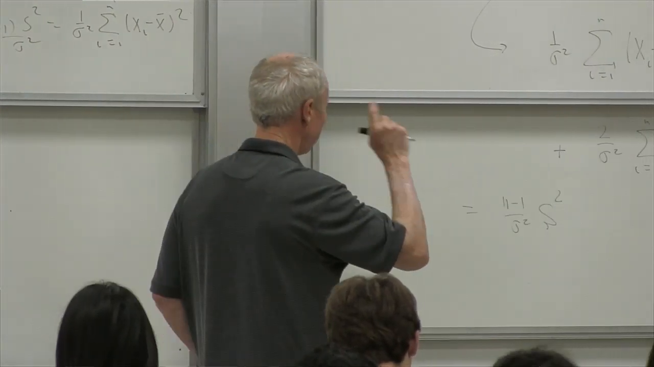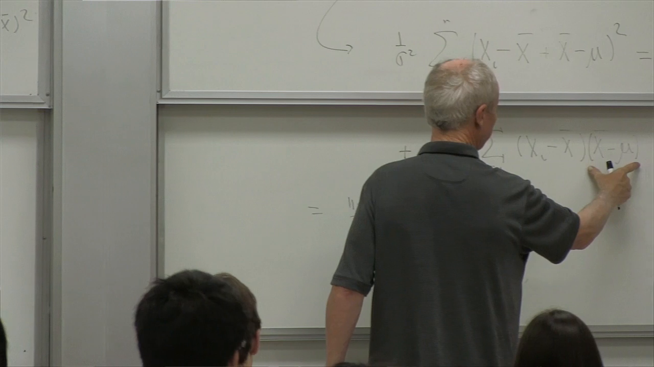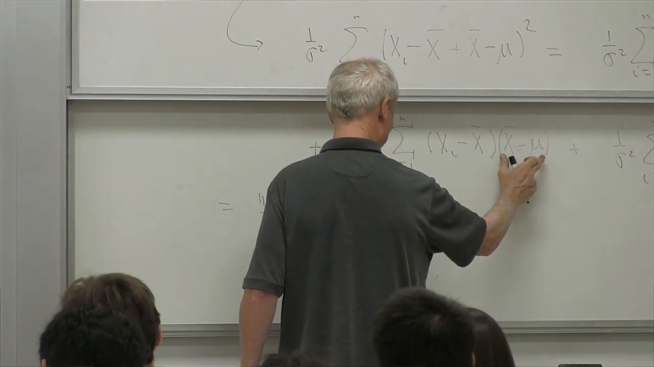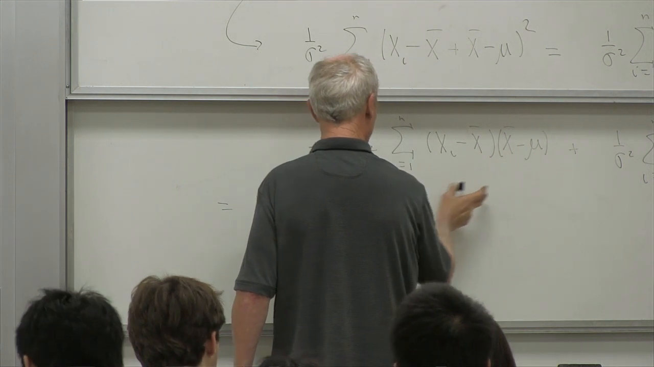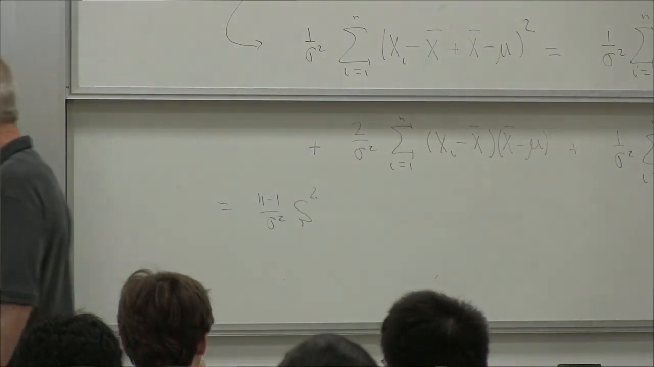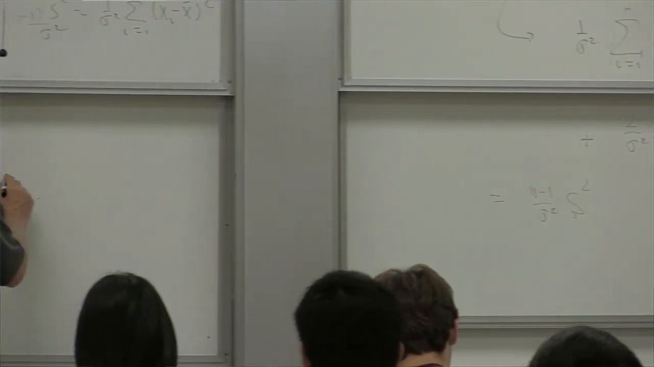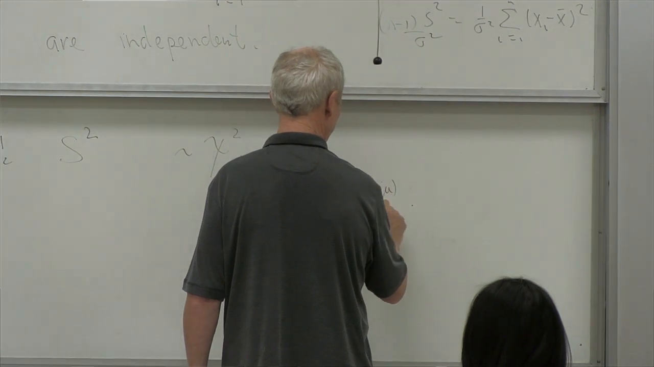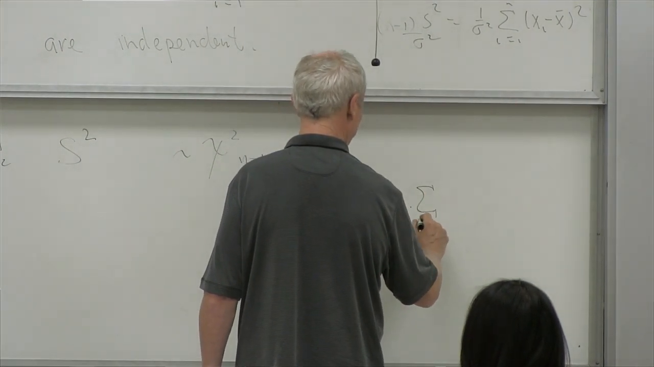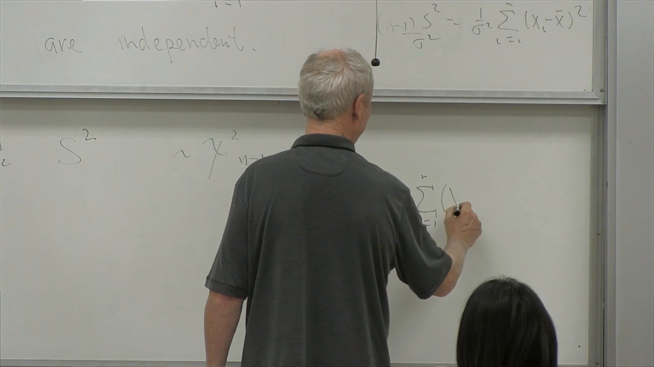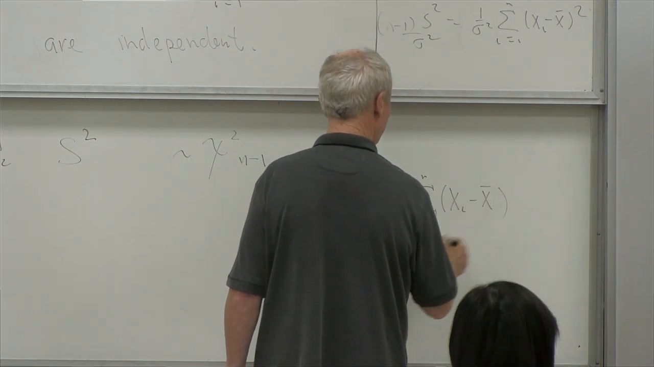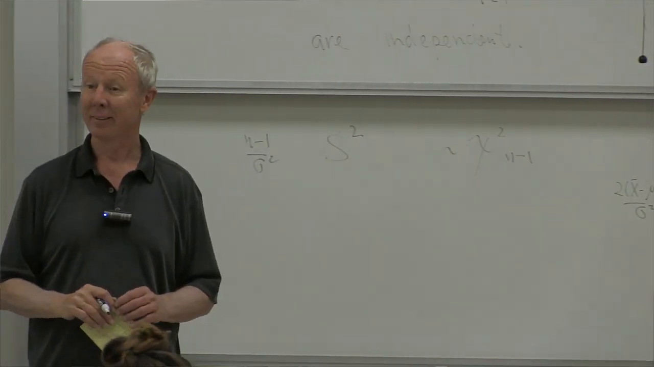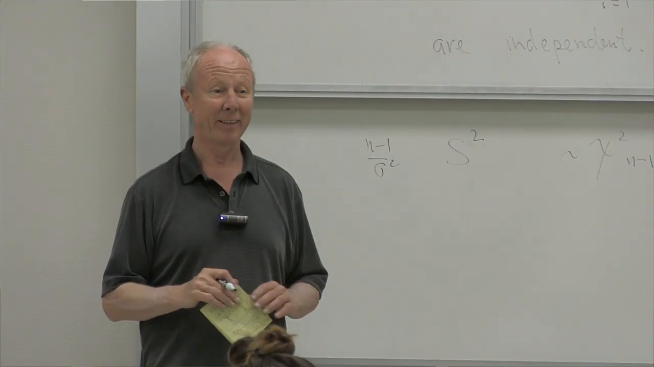Now, in here, this does not depend on i, the index of summation. So that means this term is a factor for every term, so I can factor it out. So let's look at 2 times (x bar minus mu) over sigma squared times the sum from i equal 1 to n of (xi minus x bar). What's that equal to? Who said that? It's 0.